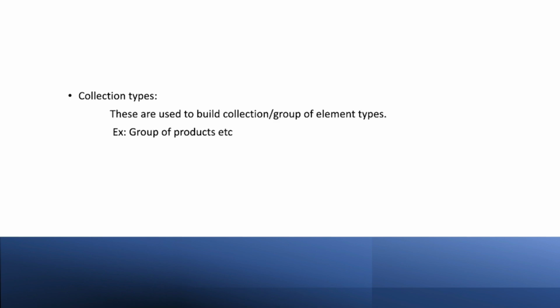Coming to the collection types. Collection is the second type of data which we use in Hybris. Basically we use the collection type to build a collection of similar type of data, or a group of element types. Suppose I want to store a collection of values of similar data types. In that case we can use collection types, like a group of products, etc.